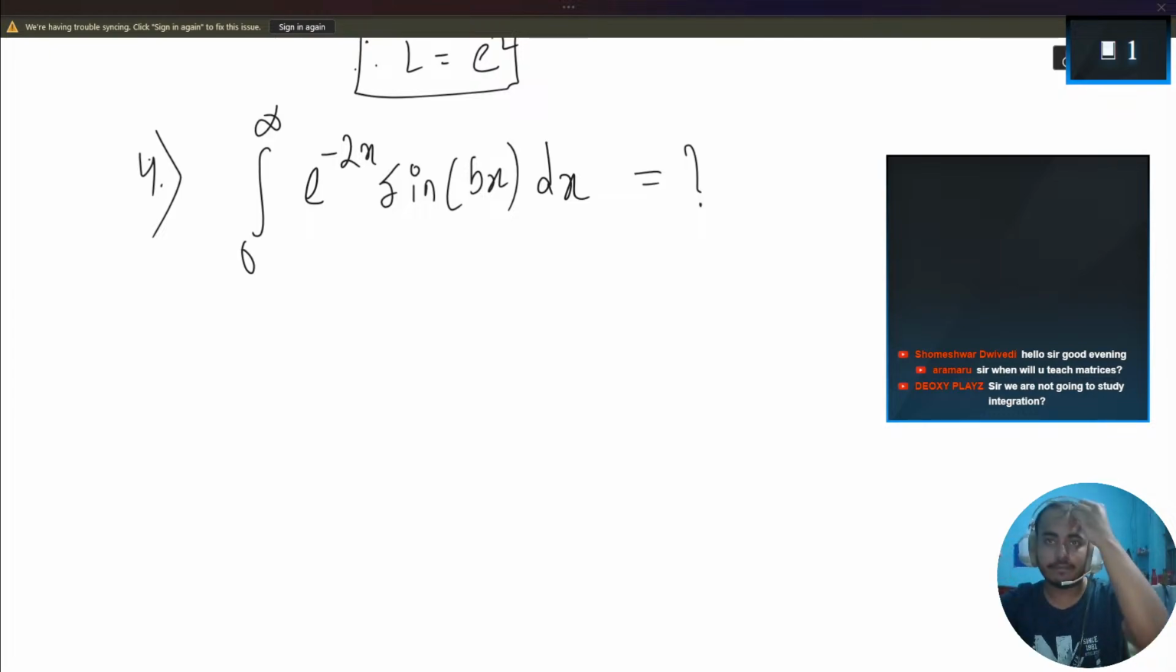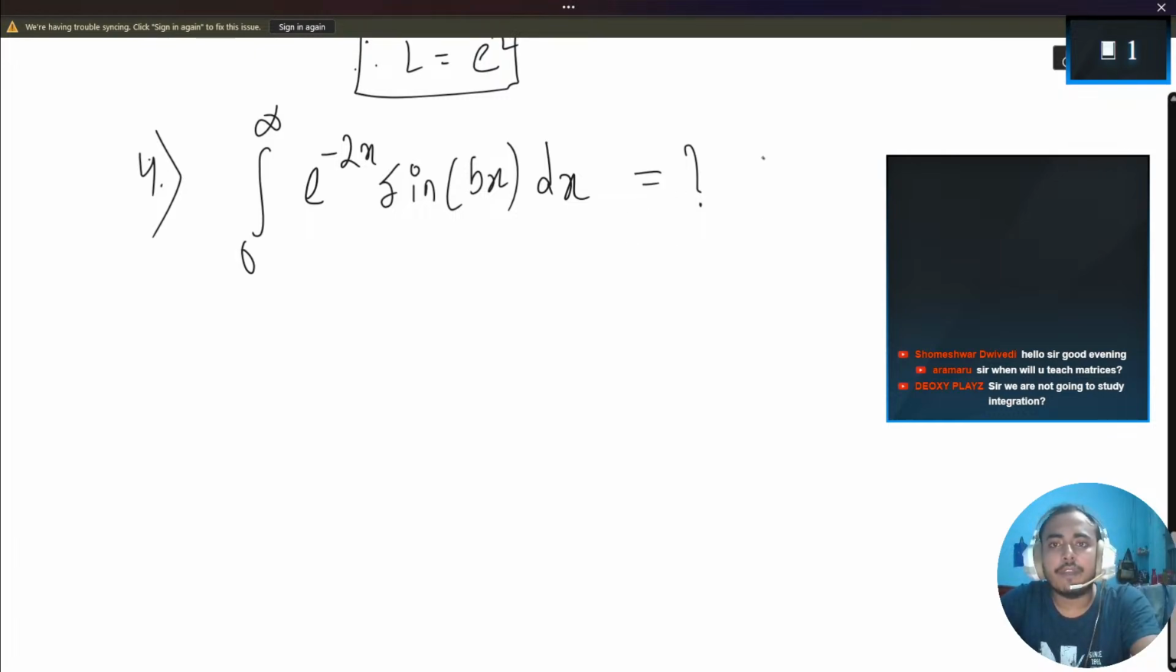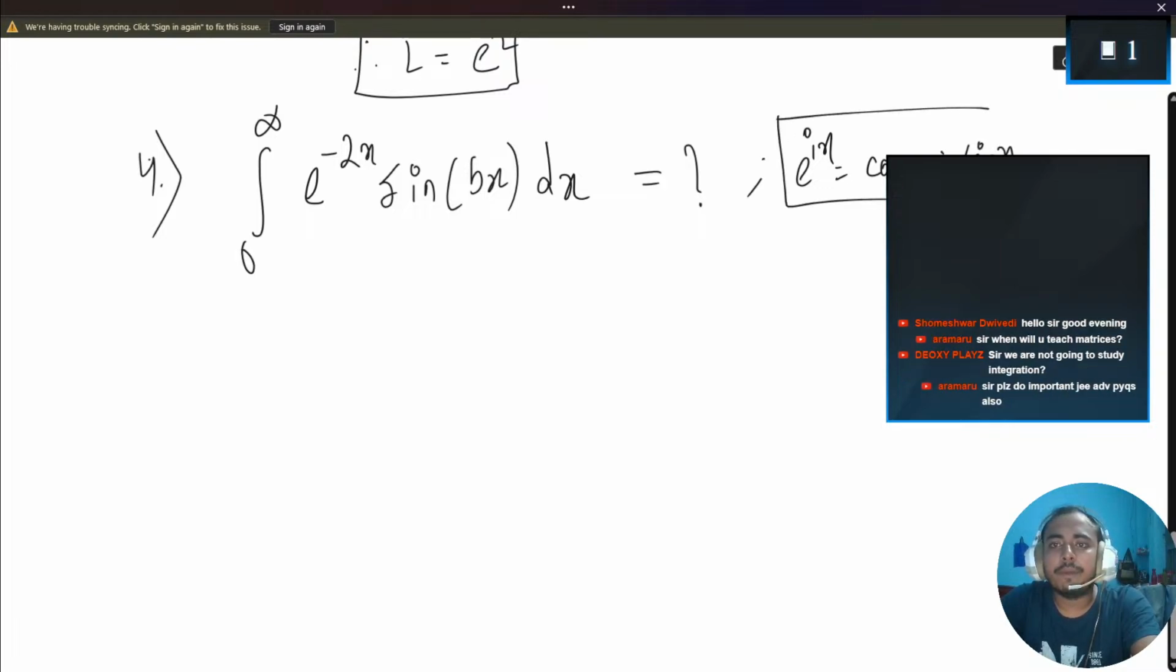So this is again one of the famous standard integrals, which we can do either by using real analysis, or we can also use some complex forms here. Like, let's say you can use Euler's form: e to the power ix equals cosine of x plus i into sine of x. So this is a formula you should remember. And this problem can be done in multiple ways, basically.